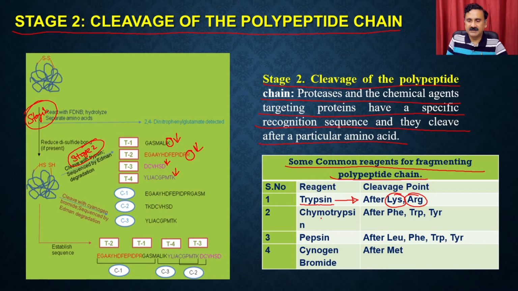Similarly, you can use chymotrypsin. Chymotrypsin is going to cleave the peptide after phenylalanine, tryptophan or tyrosine, which means after the aromatic amino acids.